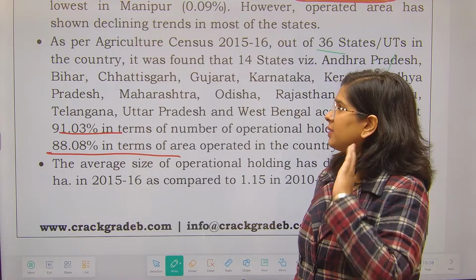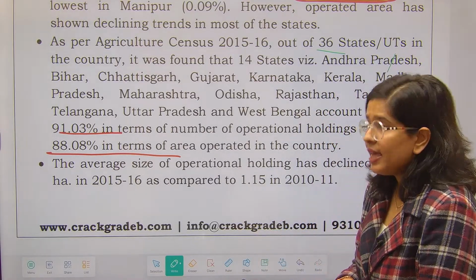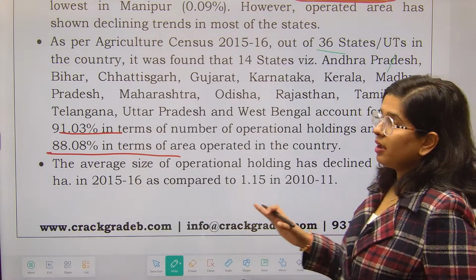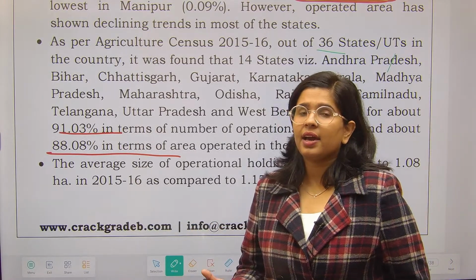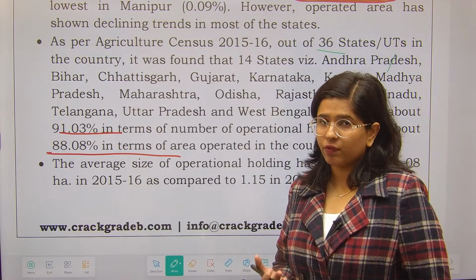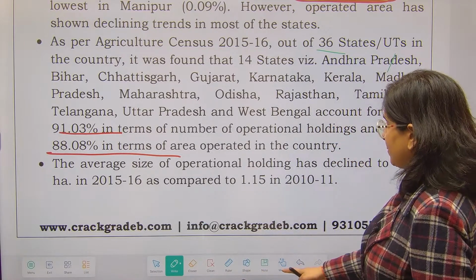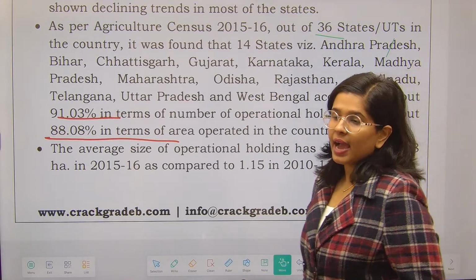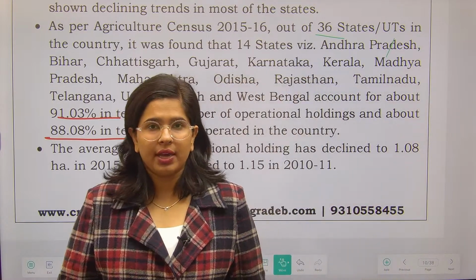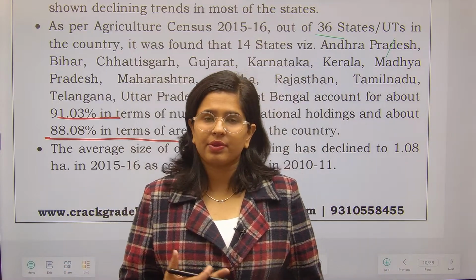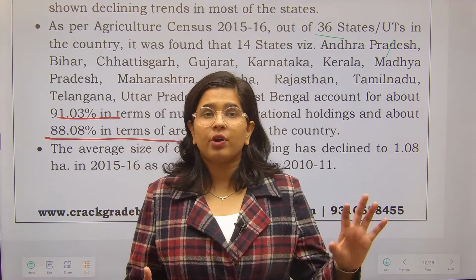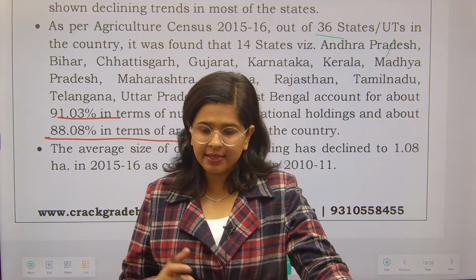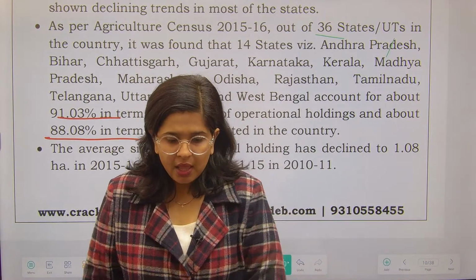यहाँ पे हम किस बारे में बात कर रहे हैं? We are saying that these 14 states in the country, cumulatively they are responsible for 91% of the holdings as well as the 88% of the agricultural area that is being operated in the country. यहाँ पे हम state wise data जो है उस पे ज़्यादा focus करेंगे. For example, which state is leading for the number of operational holders, right, and which states are leading in terms of the area. ठीक है.